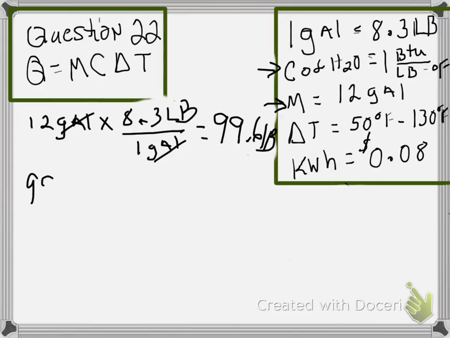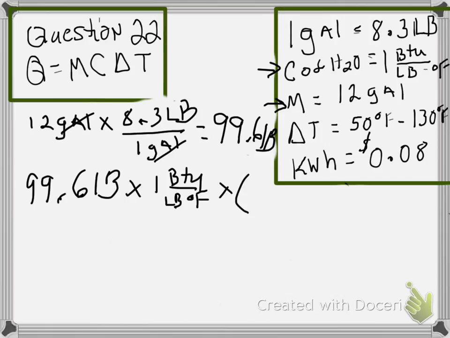So I have 99.6 pounds. That's going to be times my specific heat of 1 BTU over a pound over a degree Fahrenheit, and that will be times the change in temperature, which is 130 degrees Fahrenheit minus 50 degrees Fahrenheit. For units, Fahrenheit is crossing out and pounds is crossing out, so my answer will be in BTUs.